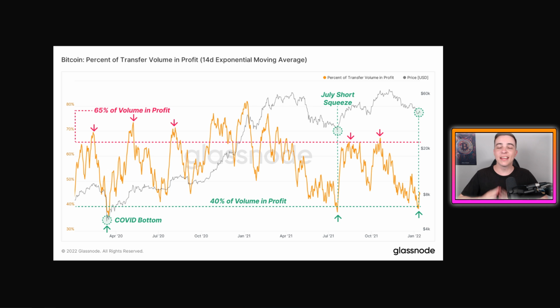And now getting into some on-chain analysis for Bitcoin, this chart right here shows us the percent of transfer volume in profits, which is represented by this orange line right here.